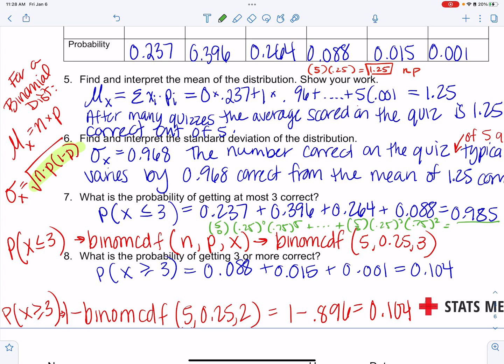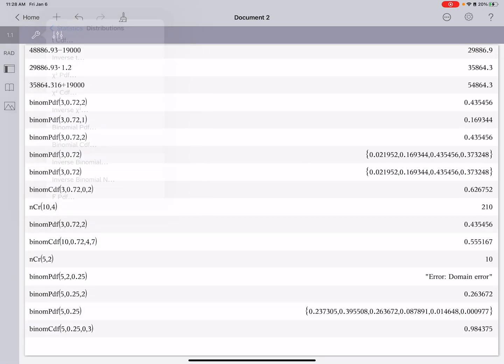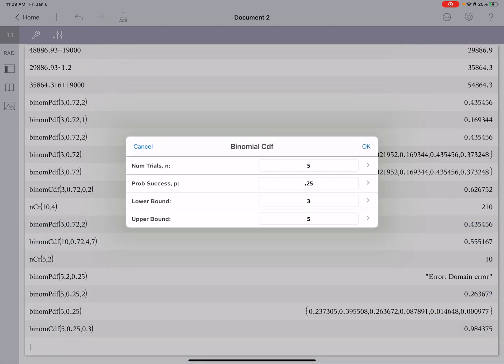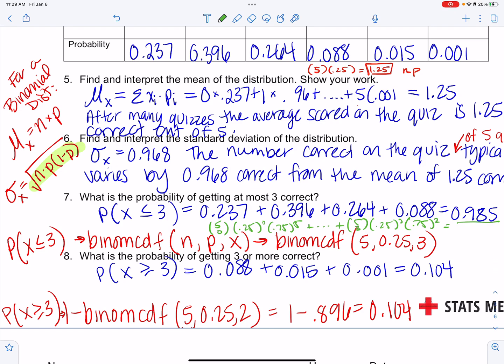3 or more correct would be the same thing that I just showed you, except back in my binomial calculator, it's going to be 5 trials, probability of success 0.25. It says it's got to have at least 3 correct, which is 3 to 5, and then that's okay, and that gives me my answer of 10.4%. Again, make sure you show your work, and that would be 5 choose 3, 0.25 to the 3, 0.75 to the 2, plus 5 choose 5, 0.25 to the 5, 0.75 to the 0.